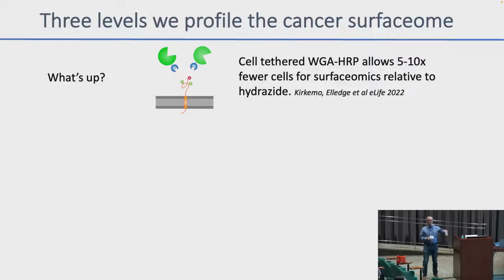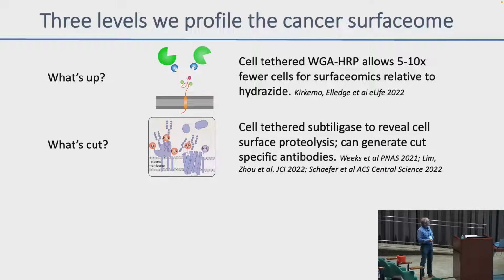If you add it to cells, it will just start biotinylating membrane proteins in the presence of biotin-tyramide. And this tool allows you to use about 5 to 10 times fewer cells in the proteomics process. So it's very useful. We're using it most recently for microglial cells and things like that to find out how their surfaceomes change from an inflamed to a normal situation.